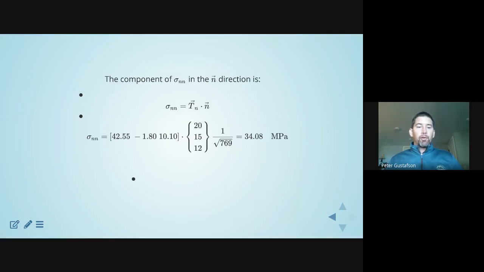Again, I did the transposition, put it as a 1 by 3 matrix, that's Tn, then multiplied it by n, which I left in this form that has the 20, 15, 12 and then the unitizing constant on the right-hand side. And the end result is a computation that says we have 34.08 megapascals as our magnitude sigma n.